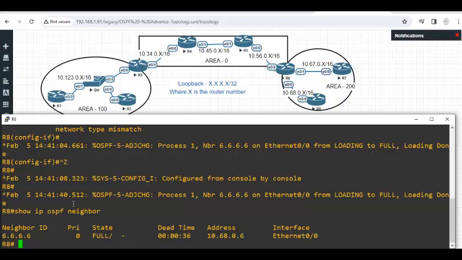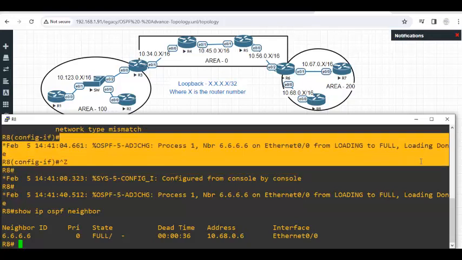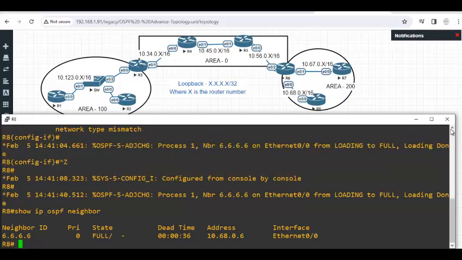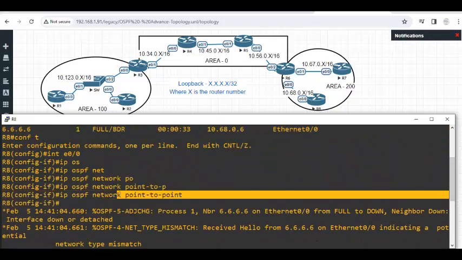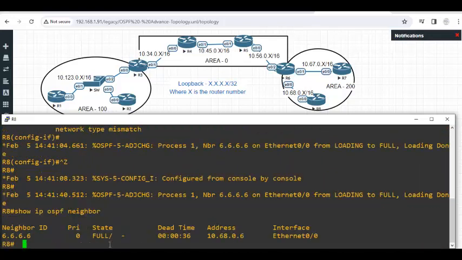Now I'm asking you a question. You try to answer this. You see, I have changed it into point-to-point, and the priority went to 0. If I change this priority to 10, will there be any DR/BDR election again? No. Because we have configured it as point-to-point, the priority that you set will be ineffective.